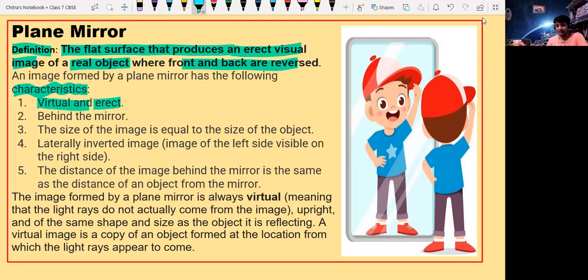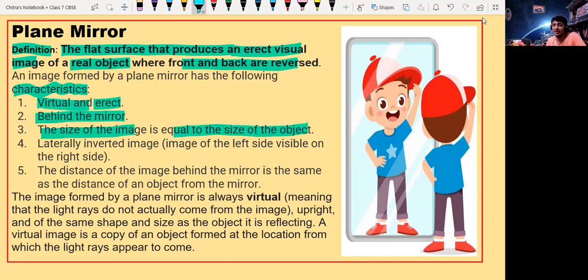A virtual image is an image that we cannot project on a screen. Such images are called virtual images, and almost all the time they are formed behind the mirror. They form behind the mirror. See here, the second point: the image formed by the plane mirror is behind the mirror, which is its position. The size of the image is always equal to the size of the object.